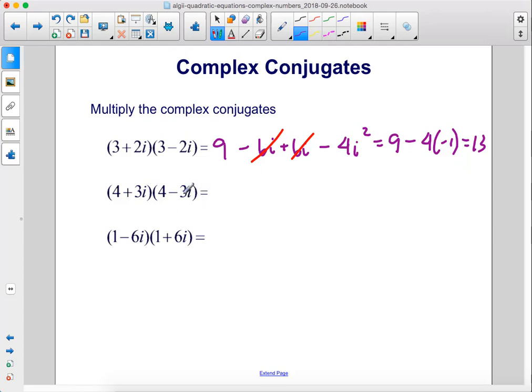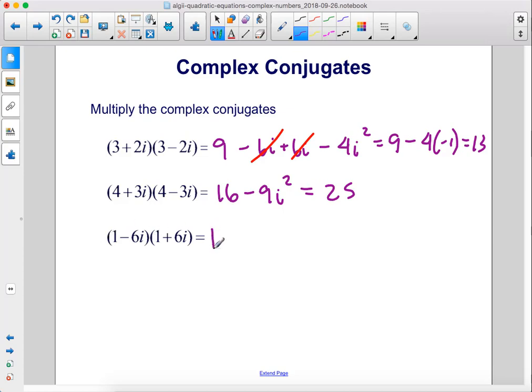So in this one, we'll skip the two middle steps, and we have 4 times 4 is 16, minus 3i times 3i, which is 9i squared. This becomes positive 9. 16 plus 9 is 25.